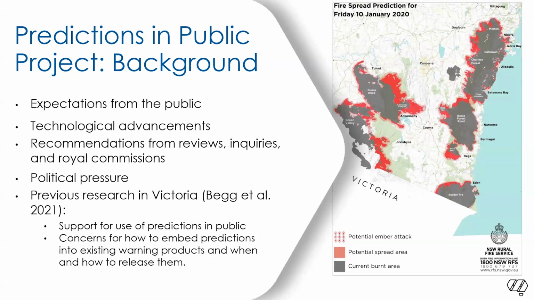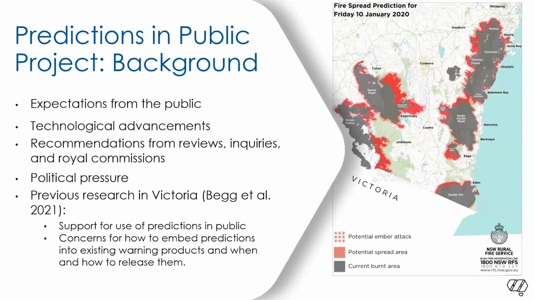There's also been some political pressure, and this project is really focused on the role of predictions as a potential way to improve public information during an emergency. And there's an example on your screen right now of a so-called red map that was released in New South Wales during the 2019-2020 bushfires.